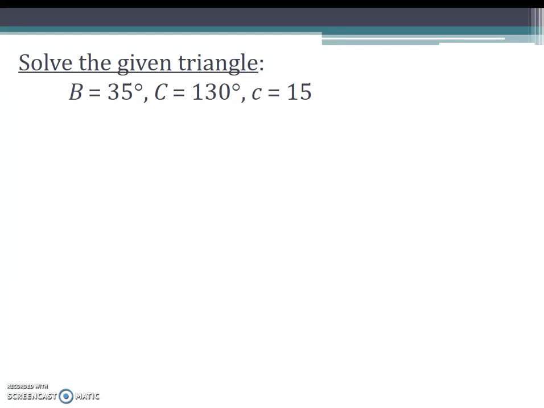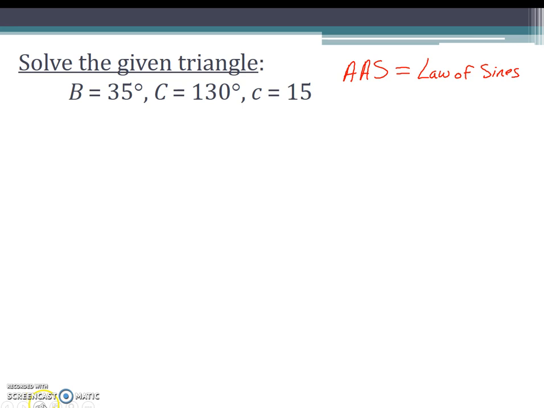In this video, we want to talk about how to use the law of sines to solve a simple AAS case. By AAS, I mean you're given two angle measurements and the side length that's not between them.